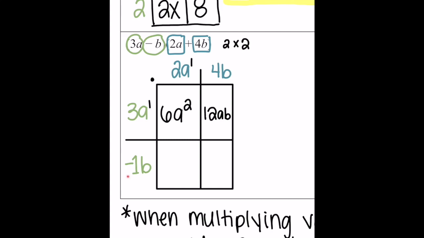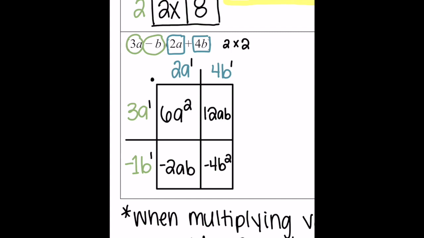Moving to the second row, we have negative 1b times 2a. So negative 1 times 2 is negative 2, and again we just have a times b, or b times a. So you could write b times a, or you can write it in alphabetical order. When you write it in alphabetical order, it's a little bit easier to see that these are going to be like terms. And then finally we have a negative 1b times positive 4b. So negative 1 times 4 is negative 4, and then b to the first power times b to the first power is b to the second power.